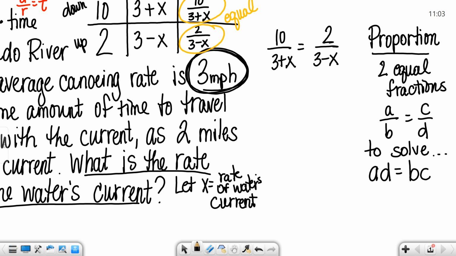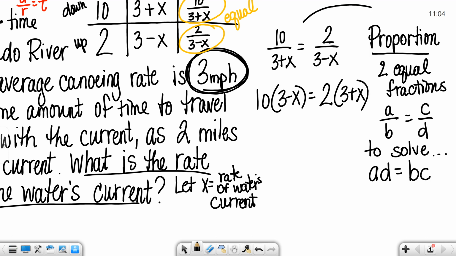That would not work if I had something like 10 over 3 plus x is equal to 2 over 3 minus x plus 6 over 5. So this only works because this is a proportion that we're looking at. So I'm going to multiply A times D. So 10 times 3 minus x is equal to 2 times 3 plus x. This only works because this is a proportion.